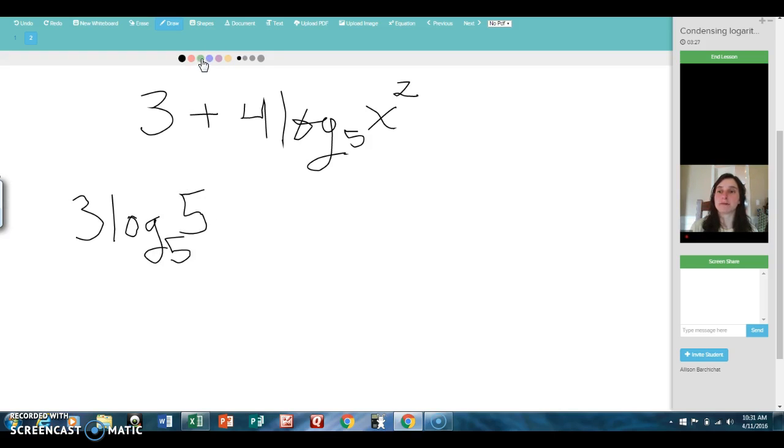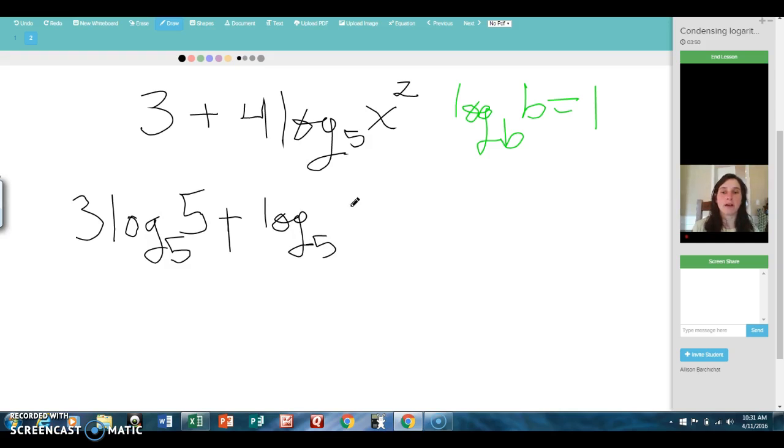So one of the properties of log that we have is that if we have log base b of b, it's equal to 1. So log base 5 of 5 is 1, so I really have 3 times 1. It's a good move to make because now the two expressions have the same base and I'll be able to continue with my properties. So now I'm going to write log base 5 of x squared to the 4th. Remember that power rule, which looks like that now.